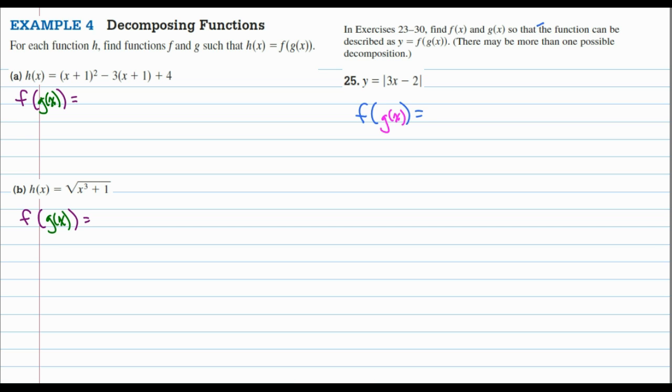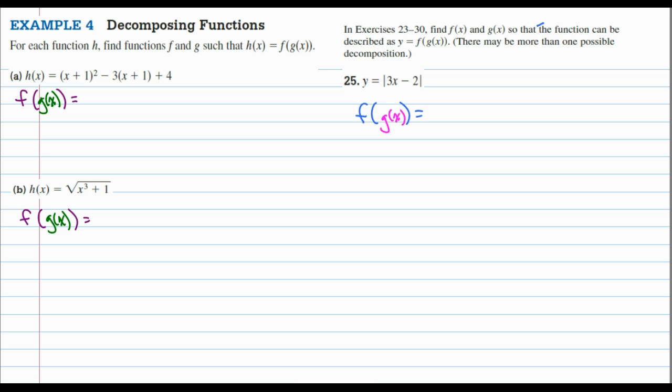For each function h, find functions f and g such that h could be a composition function. So in other words, I have to identify what function got plugged in and then what function did it get plugged into. So I'm going to look at this with colors.